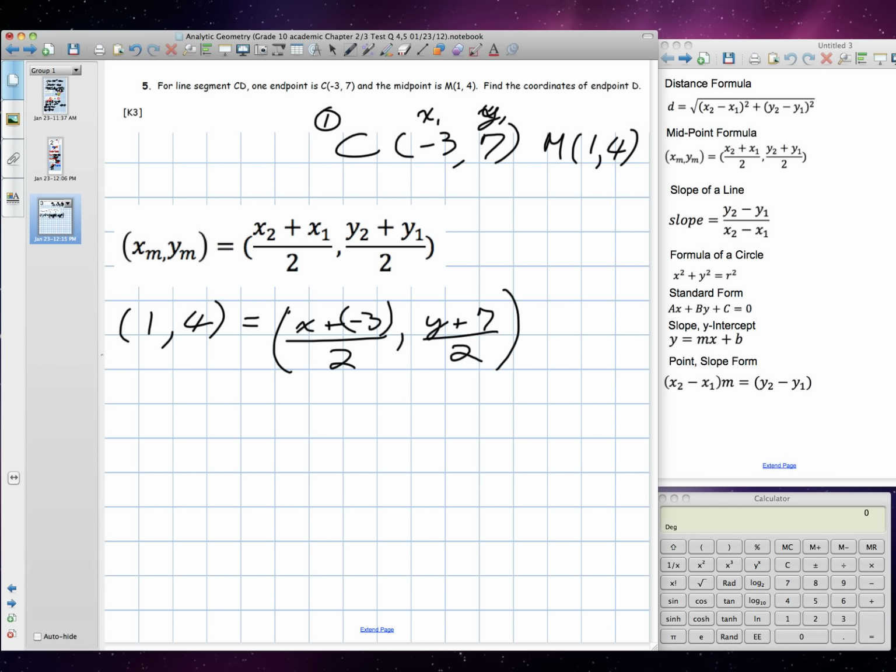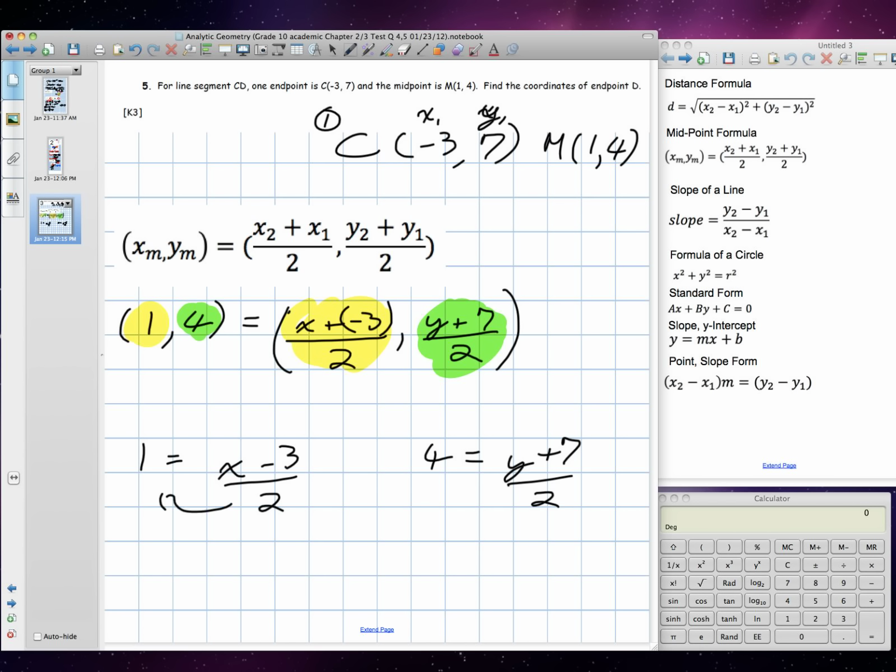Now what this means, is we're going to highlight it, is this formula here is equal to 1. And this formula here is equal to the number 4. So I'm actually going to split this into 2 separate formulas. I'm going to have 1 is equal to x, and we're going to change that to just subtract 3, divided by 2. And the other formula is 4 is equal to y plus 7 divided by 2. So I now have 2 formulas where I can isolate a variable to solve for our other coordinate.